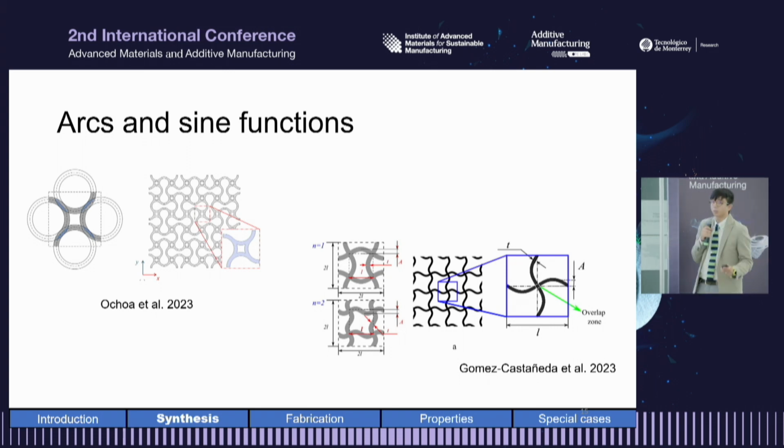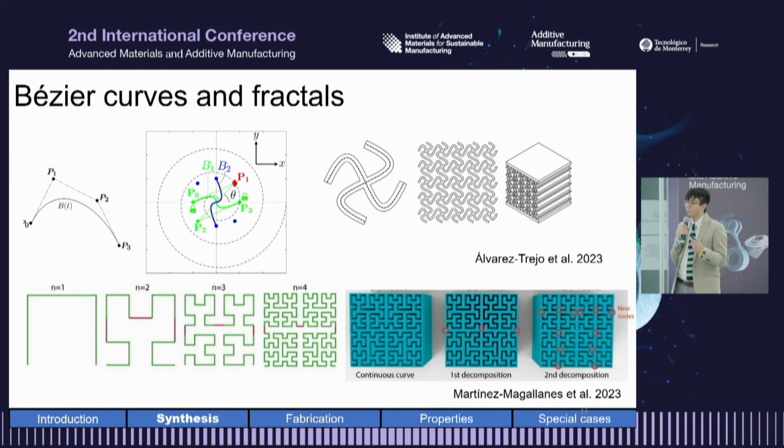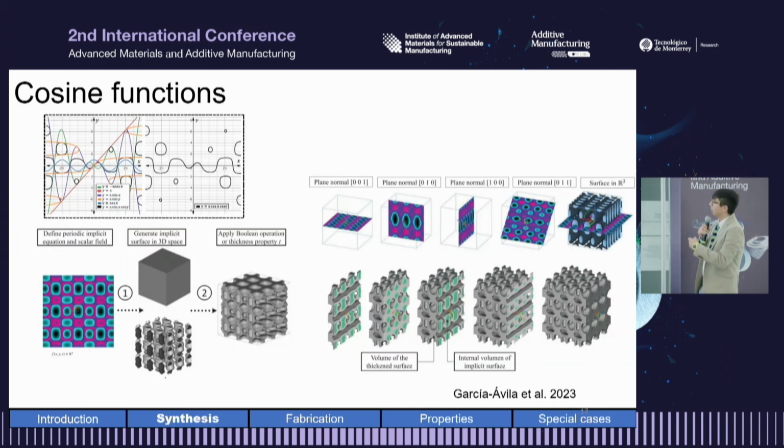We can follow trigonometric functions. The idea is to have a mathematical parametrization, because we know that every change in the geometry will result in a different mechanical property. We have also come up with a higher level of curve definition, like Bezier curves or fractals, or even a more complex approach to design metamaterials.